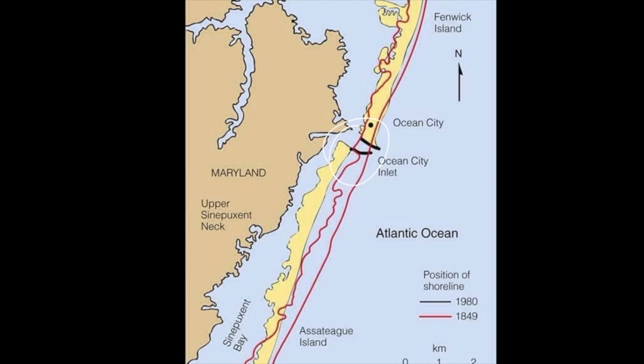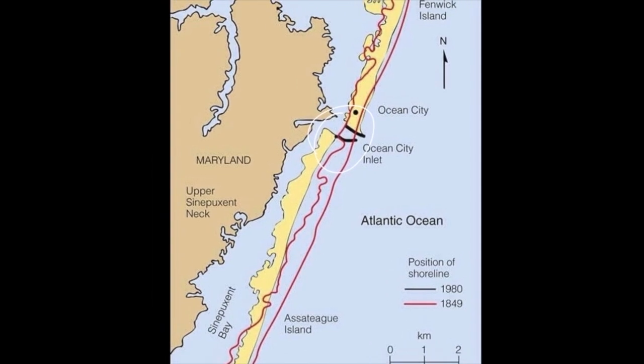You can see that Assateague Island has moved westward towards the mainland as sea level rises, while Ocean City over here is staying in place. Also, note the pile of sand over here on the east side of the island, on the north side of the seawall. This is the direction that the longshore current is traveling.